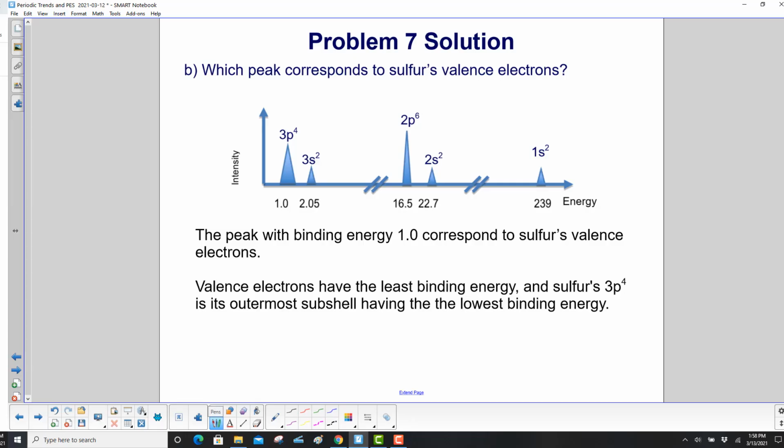Which peak corresponds to sulfur's valence electrons? Well, that would be over here. The binding energy of 1.0 corresponds to sulfur's valence electrons because it's the smallest. Valence electrons have the least binding energy, and sulfur's 3p4 is its outermost subshell, having the lowest binding energy.